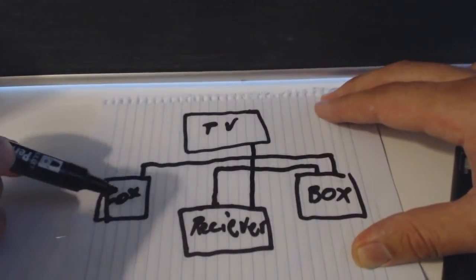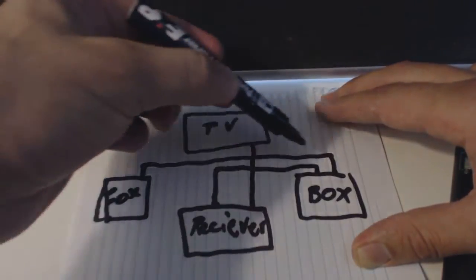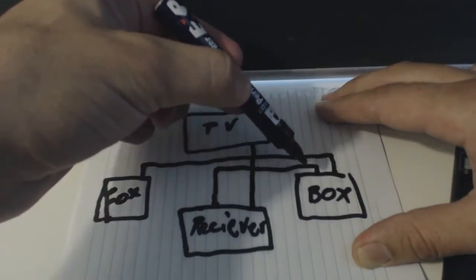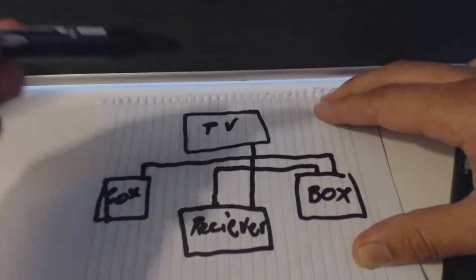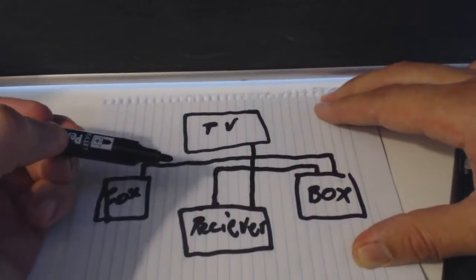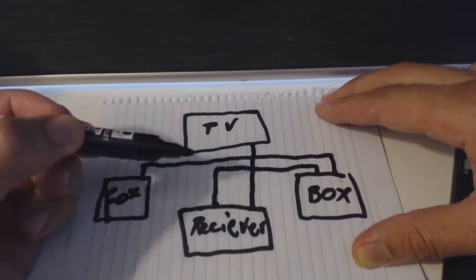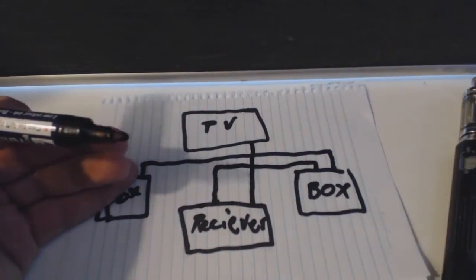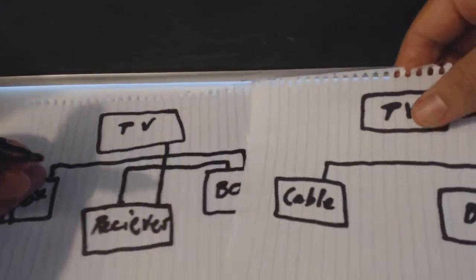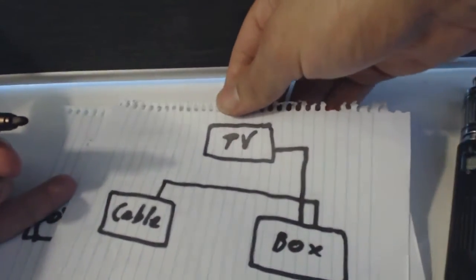Okay, so we've gone cable box to Xbox, Xbox to receiver, receiver to TV. Now, as you can see, we've only used three HDMI cords, so it's very, very simple to set up. So if you have a very basic setup, you only need 2 HDMIs.